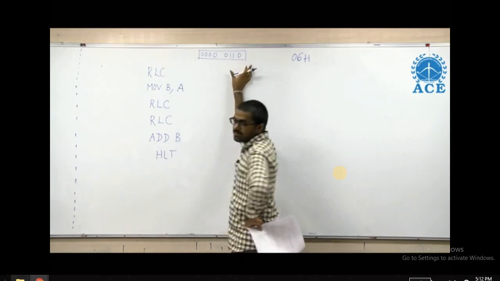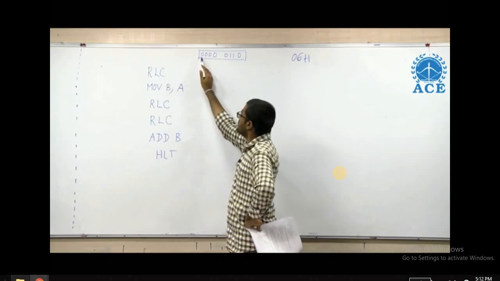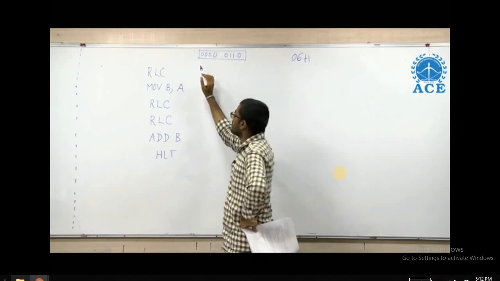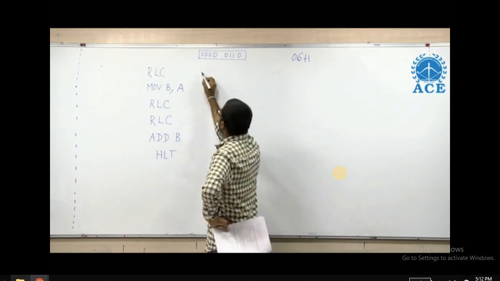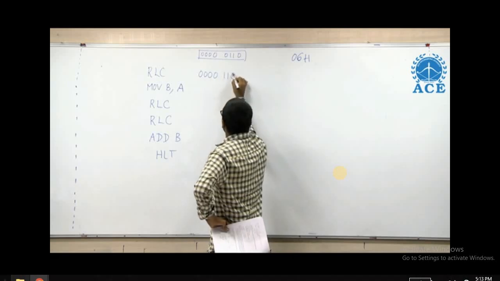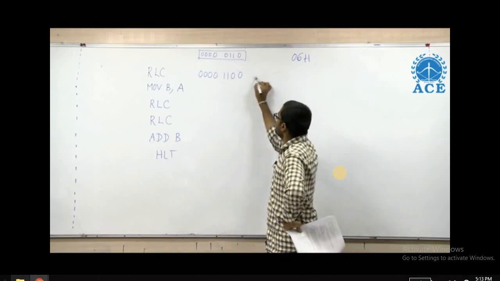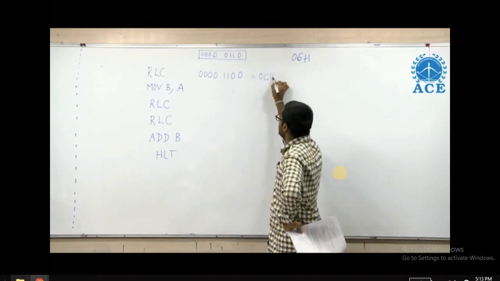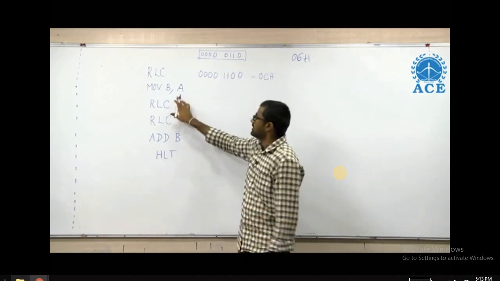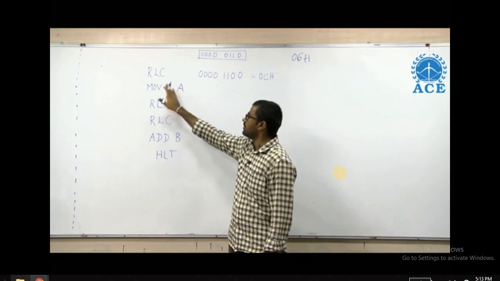These are the contents of accumulator initially. Now we have to rotate the contents of this in the leftward fashion without taking carry into consideration. After rotating, we get the contents of accumulator, which is nothing but 0CH. Now carrying on the second instruction, this instruction says that move the contents of accumulator into B register.